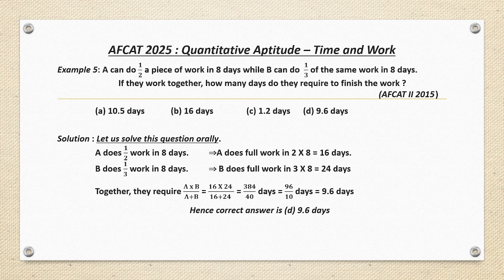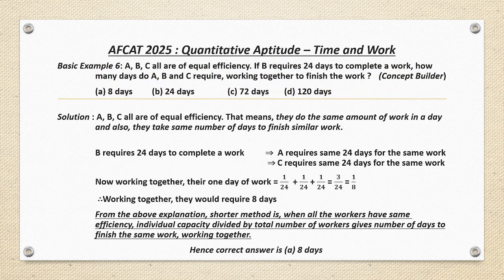Right? Here the shortcut is that we are simply reversing the fraction of the work and multiplying it with the days required.